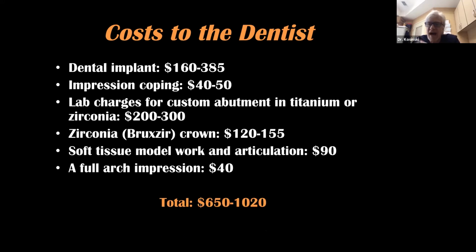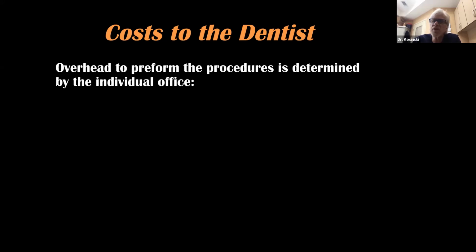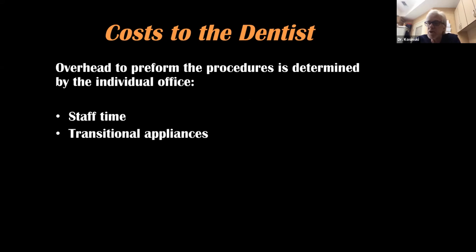Total cost out of pocket for you to place an implant, to impress and make an abutment and crown can range from $650 to $1,020 per single implant. So what do we charge for that? Well, you have to look at your overhead, and overhead is determined by staff time, any transitional appliances that you make, an esthetics retainer, a flipper type of appliance, whatever type of transitional appliance you decide to make, there's going to be costs that you're going to pass on to the patient. And overhead in many offices is about $400 an hour.